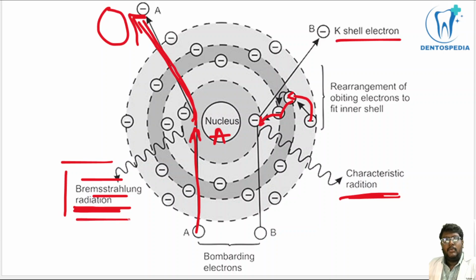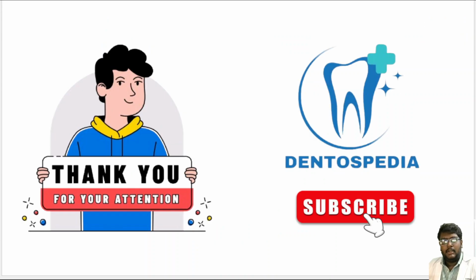And for imaging, Bremsstrahlung radiation is important, okay, and characteristic radiation doesn't produce any kind of image in films. So that's all about X-ray production. Hope you understood very well. Thank you.